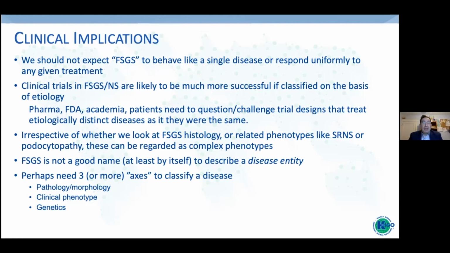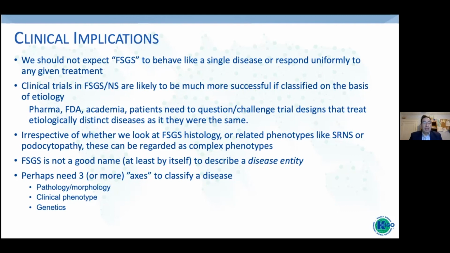I think irrespective of whether we look at FSGS histology or related phenotypes like steroid-resistant nephrotic syndrome or podocytopathy, we should regard these as complex phenotypes. And FSGS, I really think, is not a good name by itself to describe a disease entity. And perhaps we need 3 or maybe more than 3 axes to classify someone with one of these diseases. We need to classify someone by pathology or morphology. What do we see on histology?